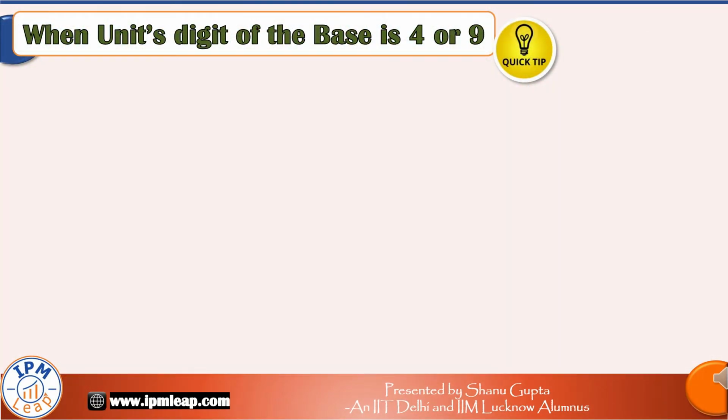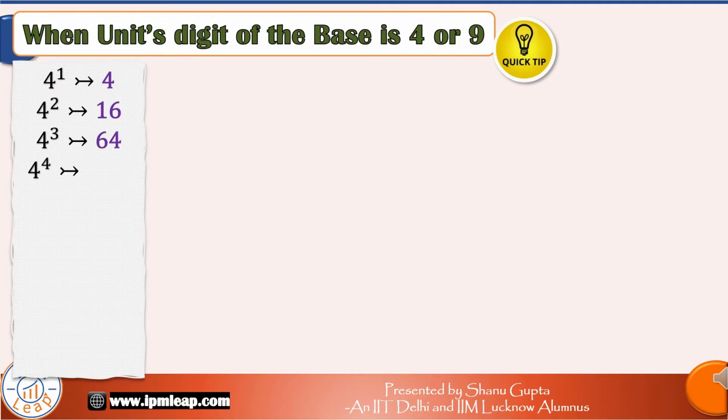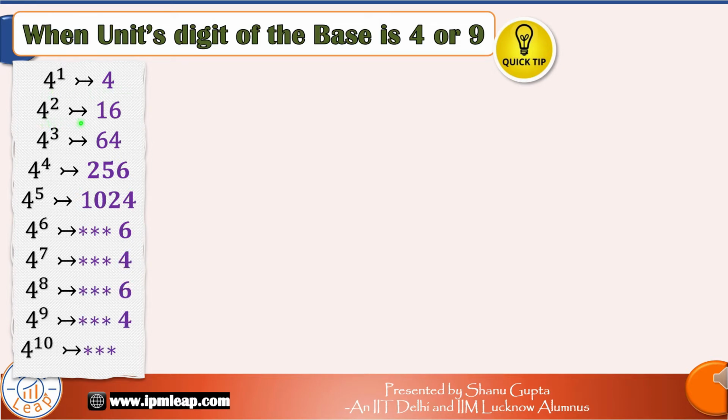Category 2 is when units digit of the base is 4 or 9. Let's look at powers of 4 to get an idea of how these questions are to be attempted. 4 raised to power 1 is 4. 4 raised to power 2, 16. 4 raised to power 3, 64. 4 raised to power 4, 256. 4 raised to power 5, 1024, and so on. Look at the units digit of these powers to see how they behave. 4, 6, 4, 6, 4.